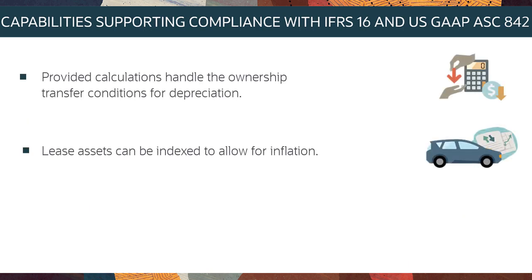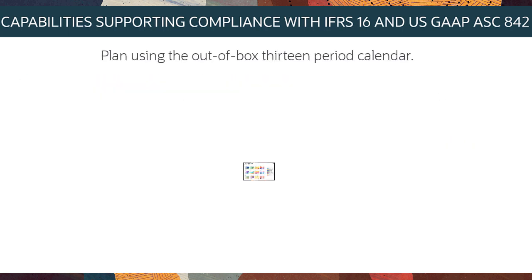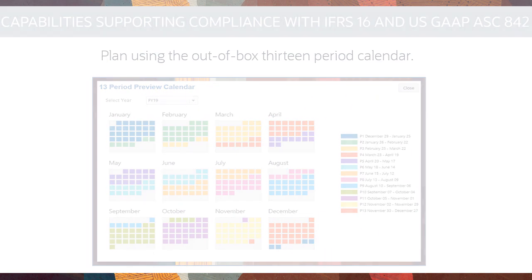Lease assets can be indexed to allow for inflation, and low value and tenure lease assets that you define as assumptions don't need to be capitalized and can be captured in profit and loss. You can also plan lease capital assets using the out-of-box 13-period calendar.